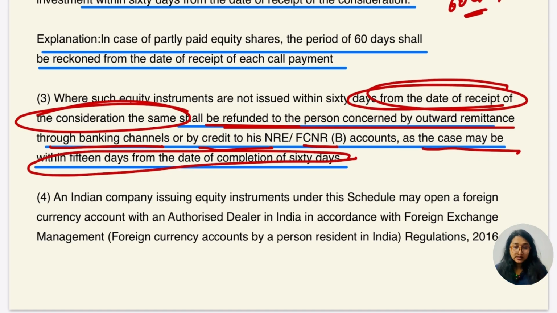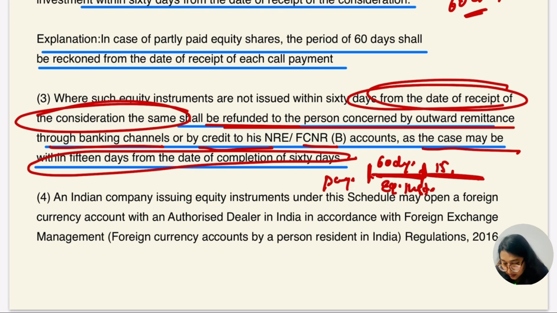ठीक है, 60 days. So let me say it: once the payment is received, the investment is made by this person, within this 60 days, I repeat, this equity instrument is to be issued. What if this is not issued? Further, in this 15 days, this amount is to be remitted through the NRE FCNR account, within the 15 days after the completion of this 60 days. इतनी बात समझ में आ गई तो MCQ आ सकता है.